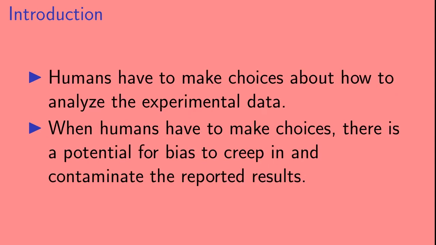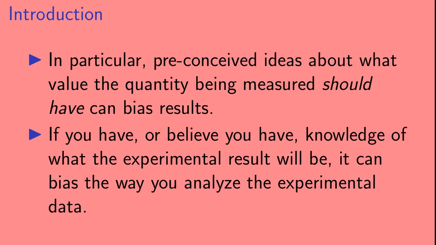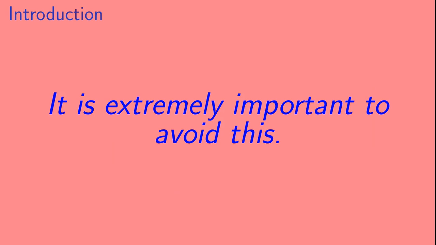So, humans have to make choices about how to analyze the experimental data. And when humans have to make choices, there is a potential for bias to creep in and contaminate the reported results. In particular, preconceived ideas about what value the quantity being measured should have can bias results. If you have, or believe you have, knowledge of what the experimental result will be, it can bias the way you analyze the experimental data. Clearly, it is extremely important to avoid this.